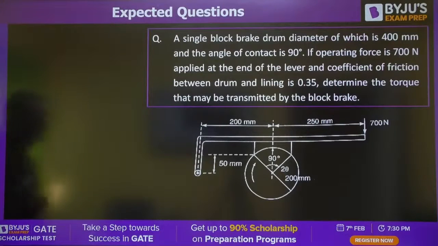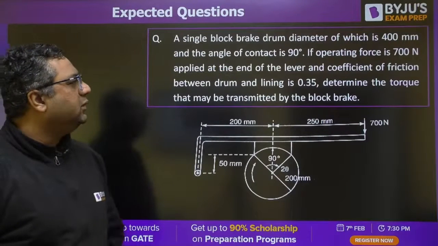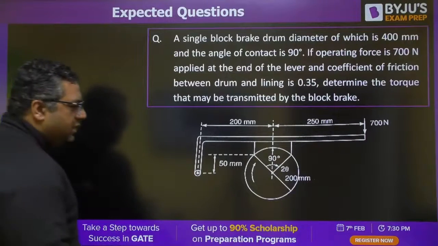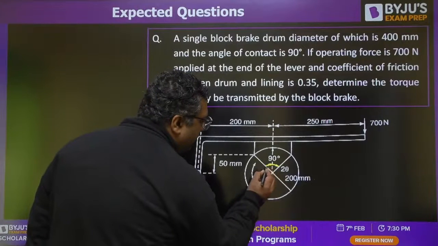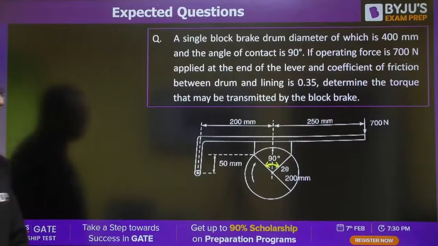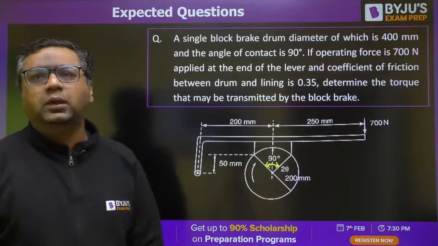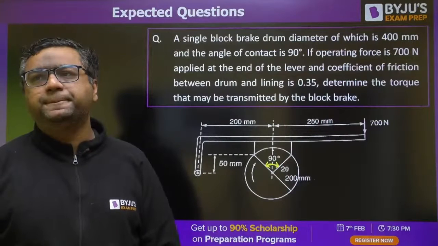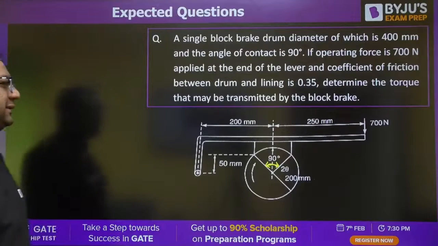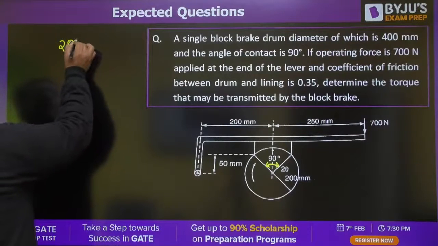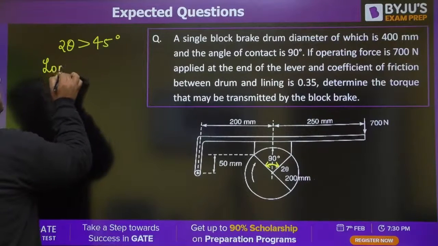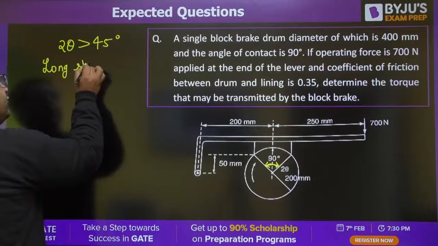If you see this question, guys, a single block brake drum of 400 mm and angle of contact is 90 degree. So can you say, after looking at this angle, is it a small shoe or long shoe brake? Yes, it is having 2 theta more than 45 degree. This is the condition for long shoe brake.